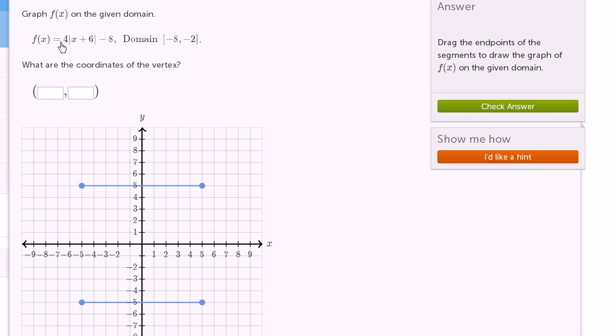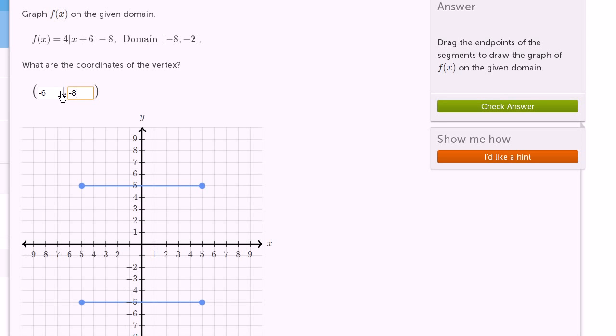So let's just think about, when does this whole thing equal 0? Well, this whole thing is going to be equaling 0 if x plus 6 is equal to 0. And when does x plus 6 equal 0? Well, when x is equal to negative 6. When x is negative 6, then this whole thing is 0, and f of x is equal to negative 8. So that's the vertex, and that's going to be the minimum point. This is going to be an upward opening absolute value function.